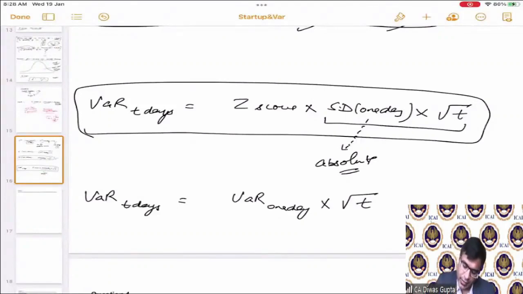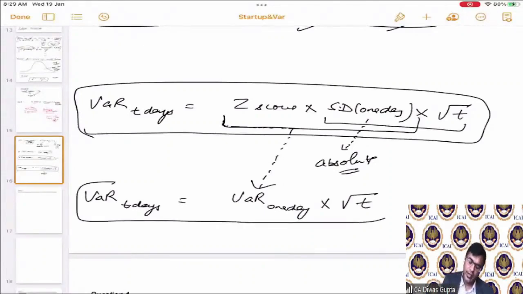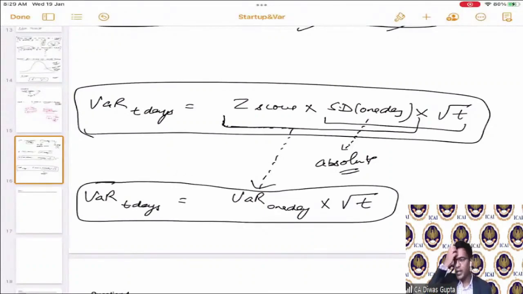Because if you see this till here, is actually VaR for 1 day, correct? Z score multiplied by standard deviation for 1 day is the value at risk for 1 day. So if we are given value at risk for 1 day, we can just simply multiply with the under root t to arrive at VaR for t days. Simple.